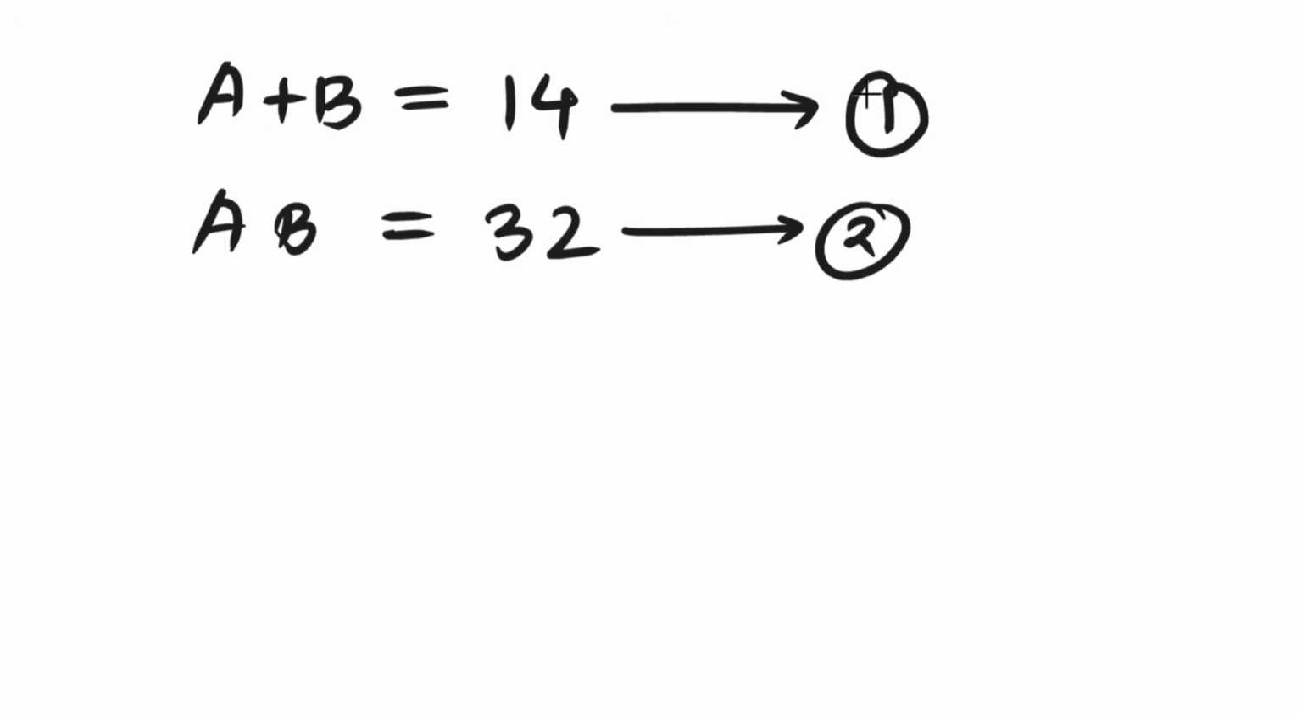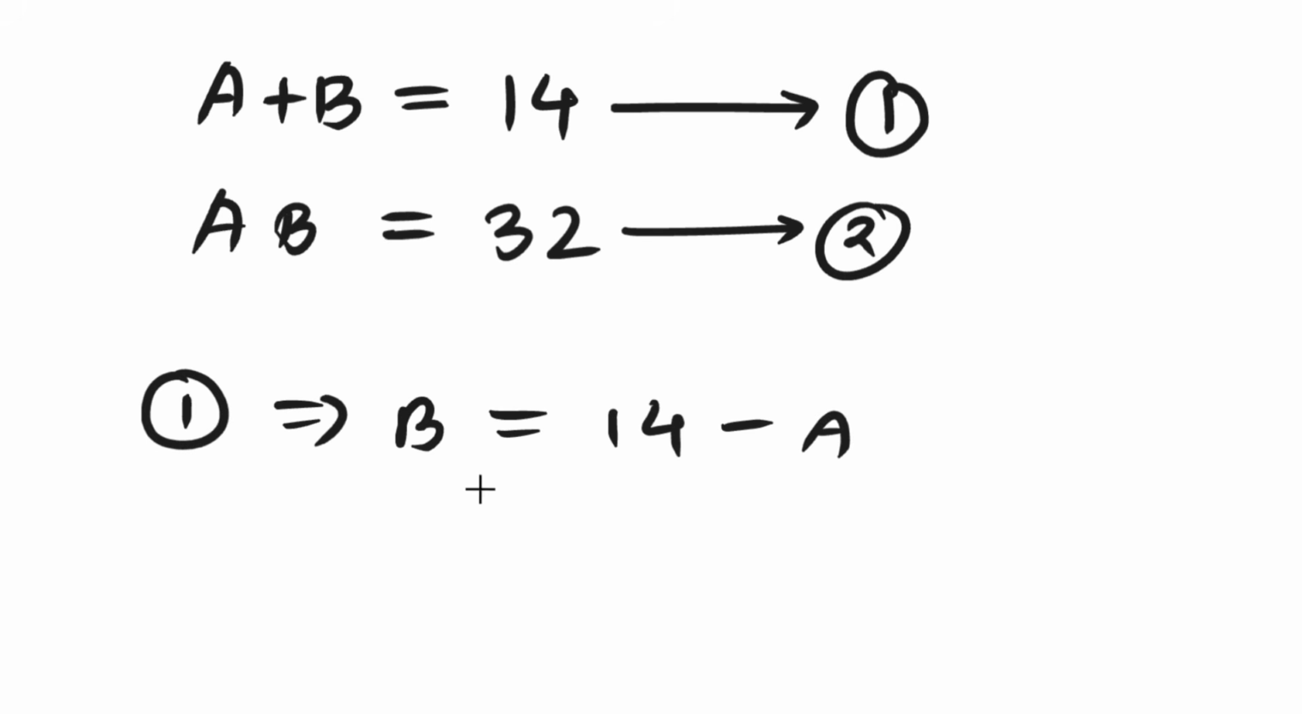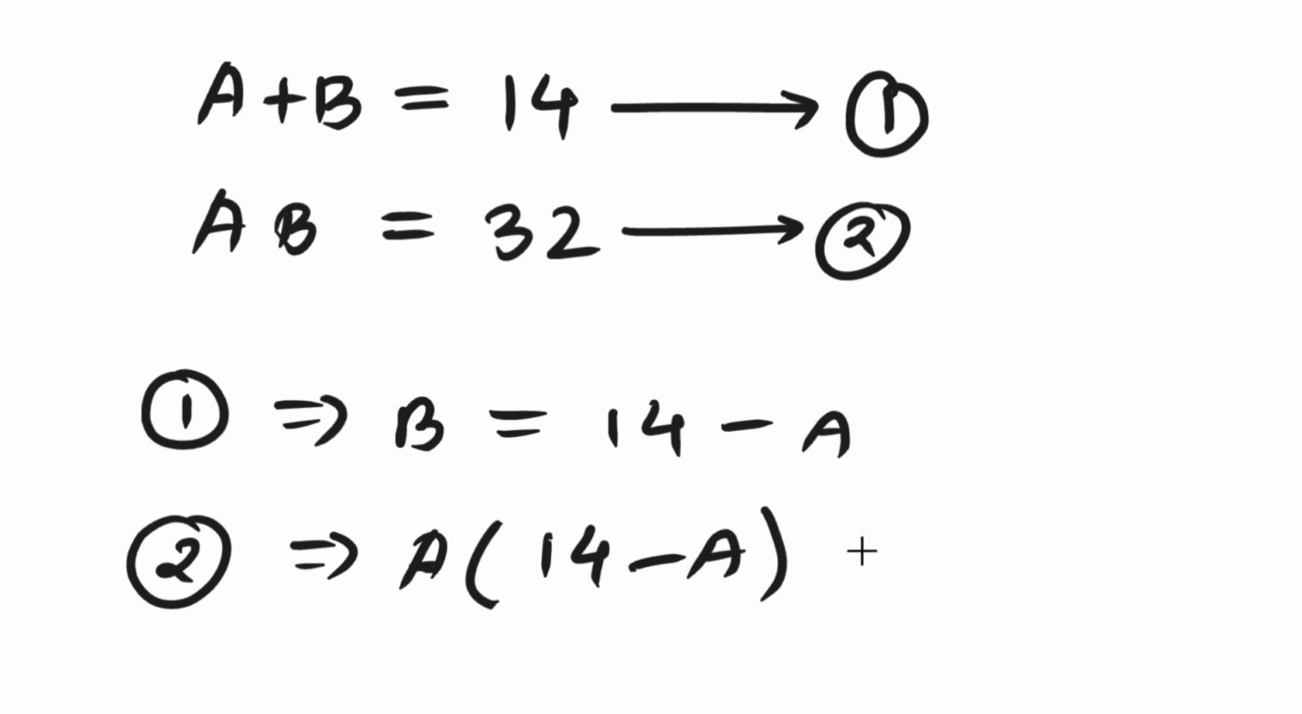From equation 1, subtract a from both sides, and we get b equals 14 minus a. This expresses b entirely in terms of a. Now let's substitute this result into equation 2. Since a multiplied by b equals 32, replacing b with 14 minus a gives us a multiplied by the quantity 14 minus a equals 32. I'll call this equation 3.